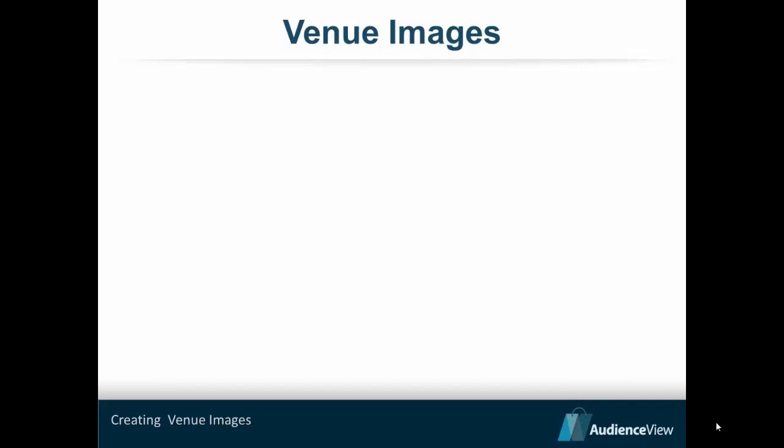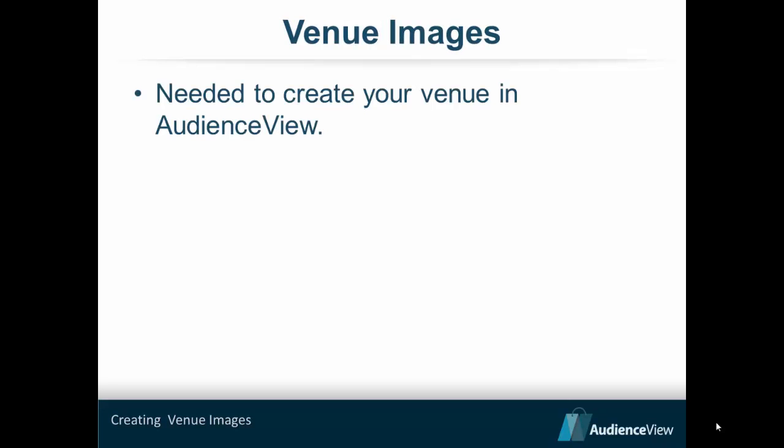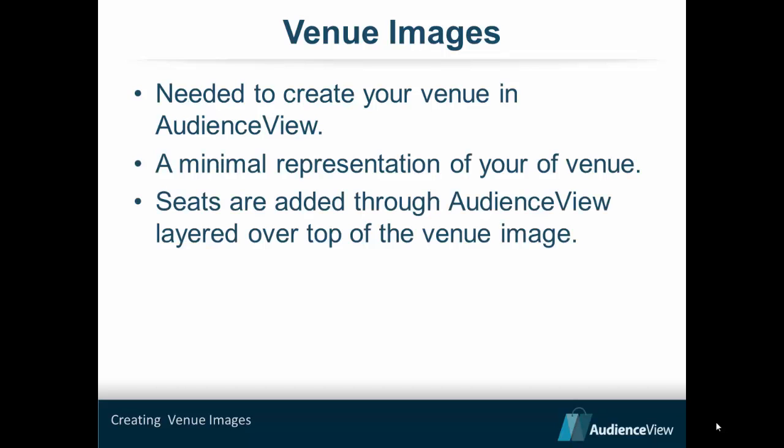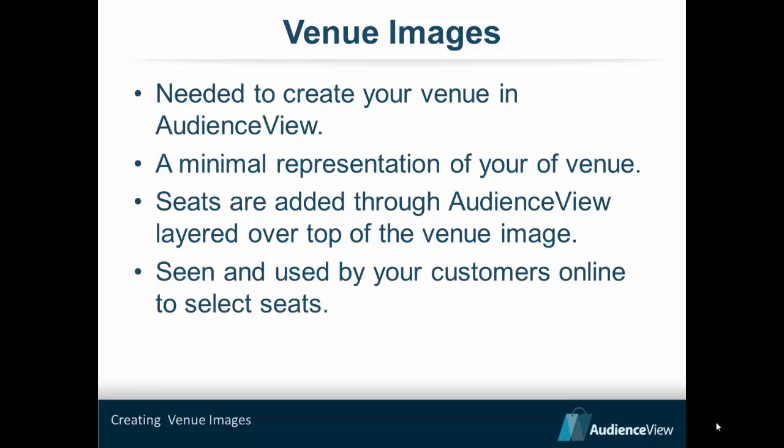The first thing we're going to talk about is what is a venue image. It is an image that's used to actually create your venue inside the AudienceView application. It's a minimal representation of what your venue looks like without seats. The seats are actually added, layered on through the application on top of this venue image. It is what is seen and used by your customers online to select seats.